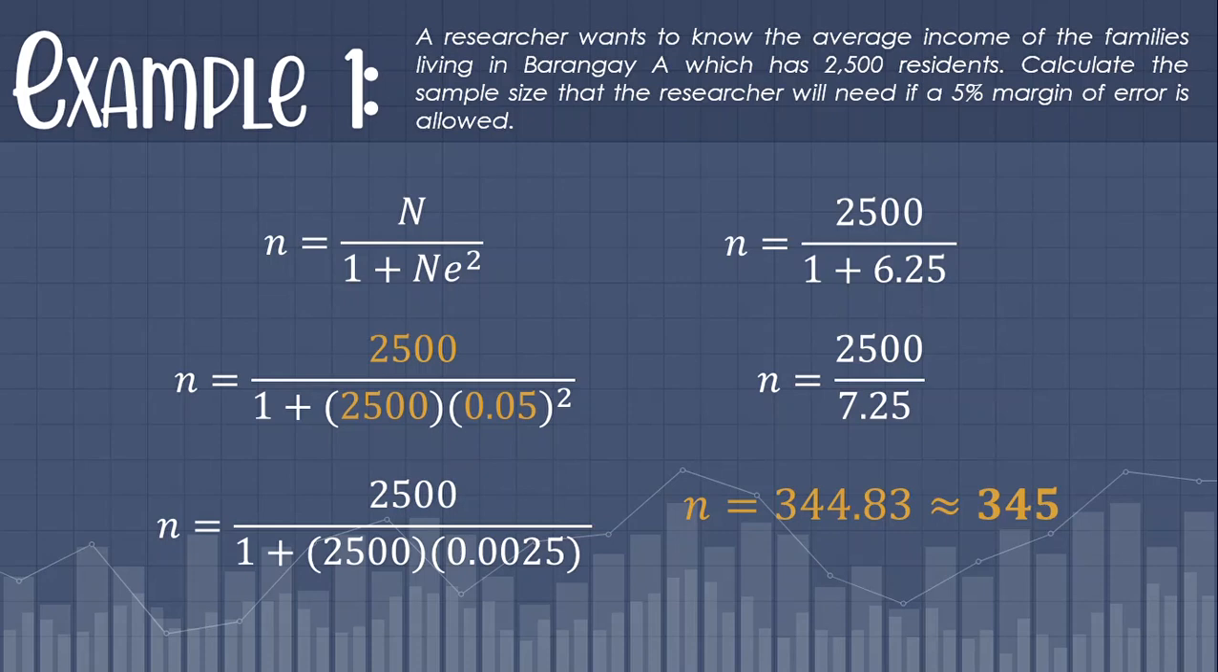And as you can see, Barangay A doesn't have a group or is not divided into sections or parts or groups. Therefore, this is just simple random sampling.